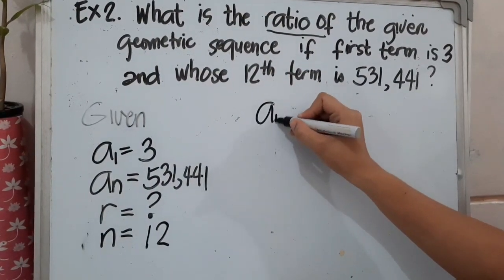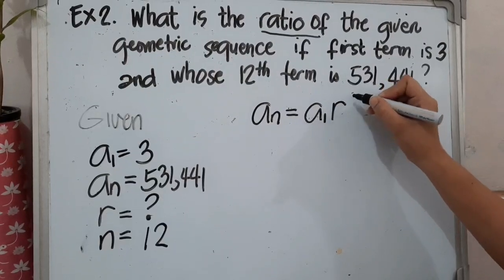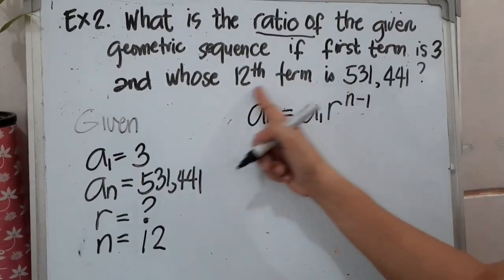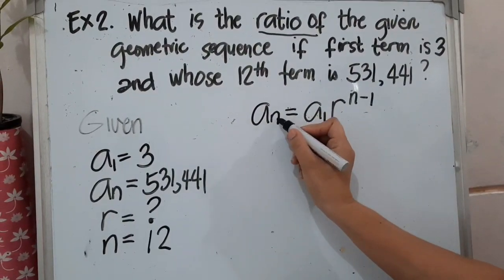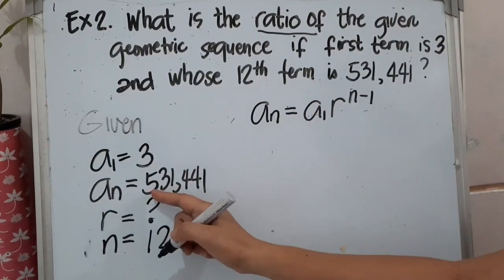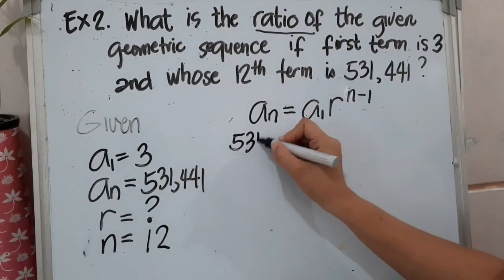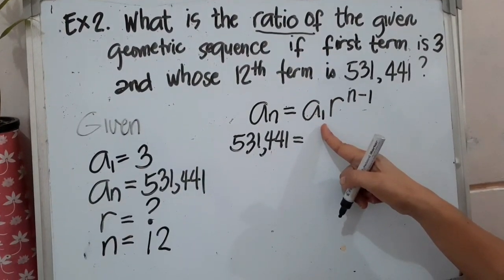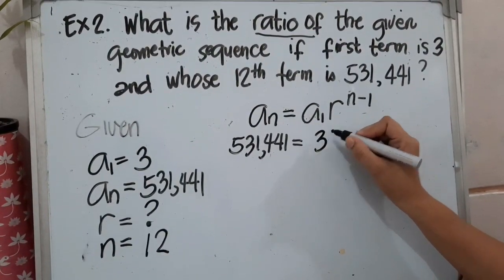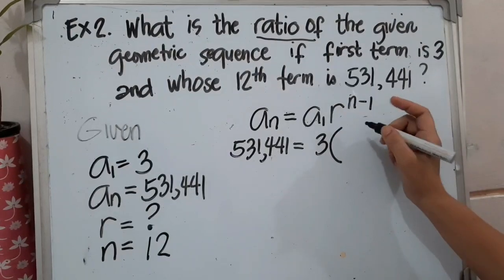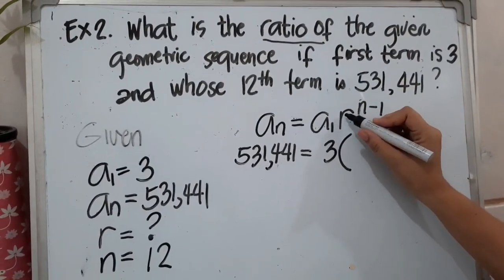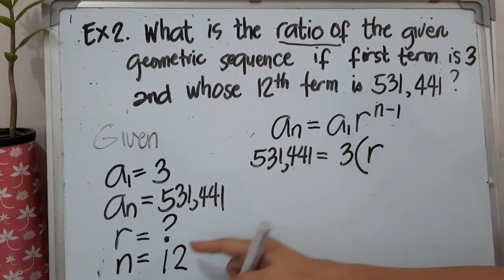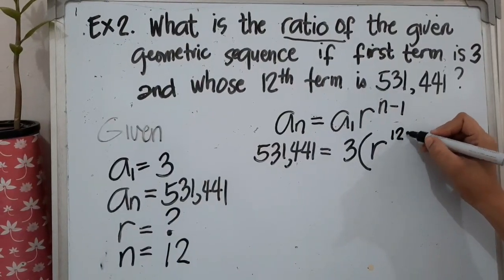Our formula is a sub n equals a sub 1 times r raised to the power of n minus 1. As always, substitute all that are present in here. So a sub n, do we have a sub n or last term? Yes, we have 531,441 equals. First term, do we have first term? Yes, and that is 3 times, we'll put parentheses so we can separate if there are negative signs. R, do we have R? R is unknown, so we just copy R raised to the power of n minus 1. Our n is 12, so this will become 12 minus 1.